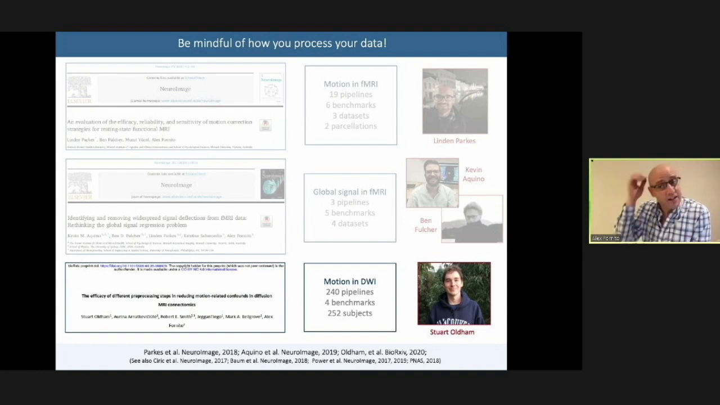And I'll also say that I'm being extraordinarily self-centered by only talking about work in our own lab. A lot of people have done some really excellent work in this space. I've just included some citations at the bottom of the slide there, particularly to work from Ted Satterthwaite and Jonathan Power's teams that's been influential in our own thinking.